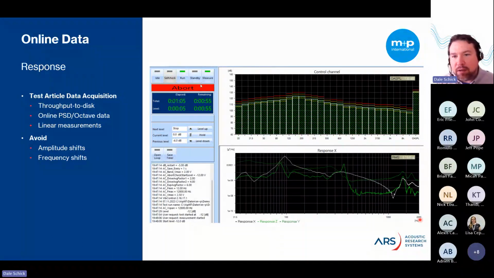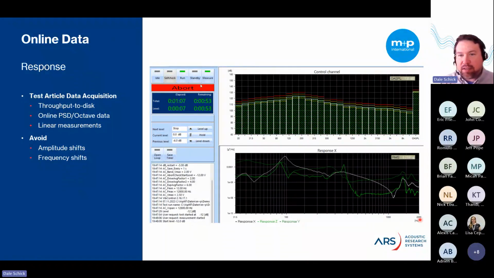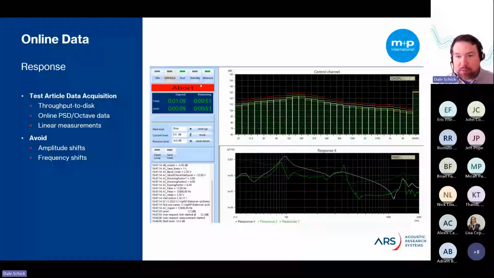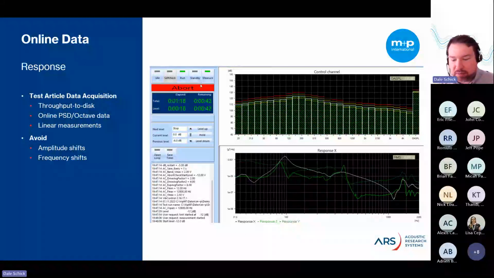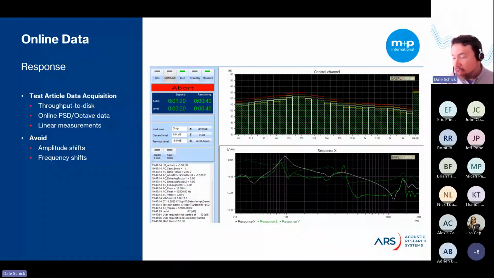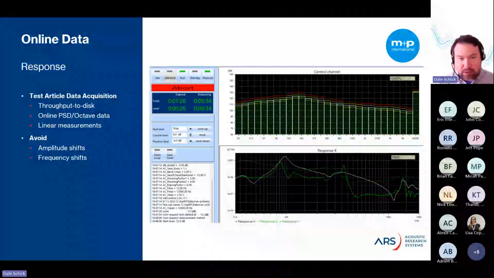Right. So it's important to capture that throughput data to disk because for these measurements, in order to verify the measurement accuracy. We always say kind of like trust but verify, right? Your control and data acquisition system, if you're using us, if you're using another vendor, they should be providing you with that data so that you can make verifications that it is what they say it is.